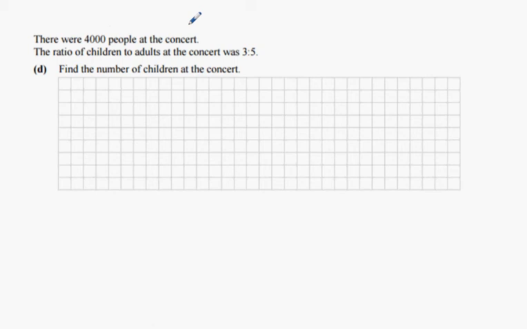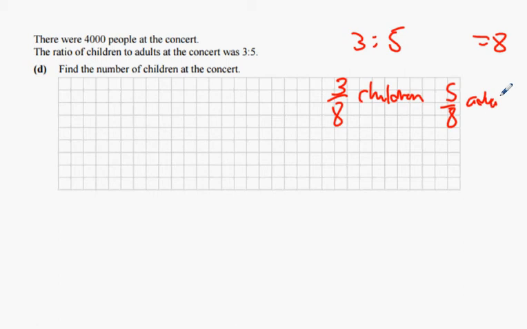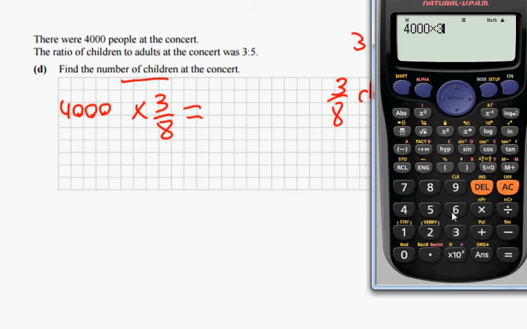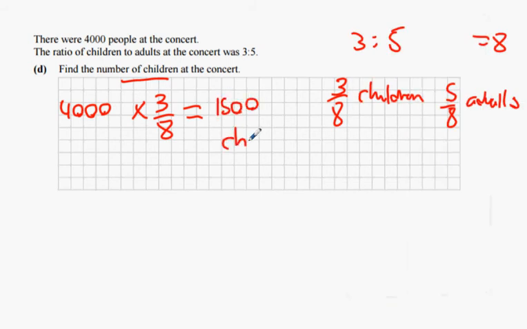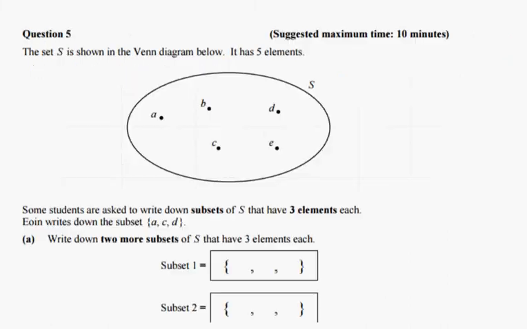There are 4,000 people at the concert. The ratio of children to adults was 3:5. Find the number of children at the concert. Now, the thing to remember with ratio, guys, is that you add them together. So if you add them together, you get 8. This means 3/8 were children and 5/8 were adults. So how many children are at the concert? Out of the 4,000, 3/8 of them were children. So we're going to multiply 4,000 by 3/8, and what we get is 1,500 children. There we go.